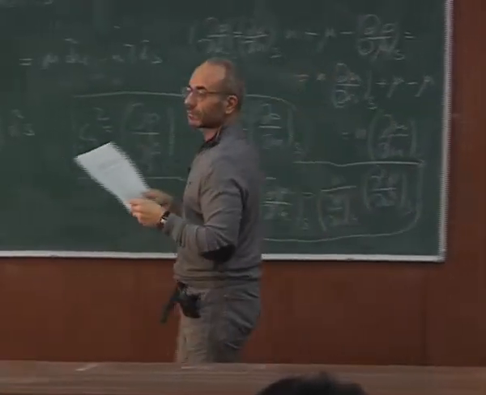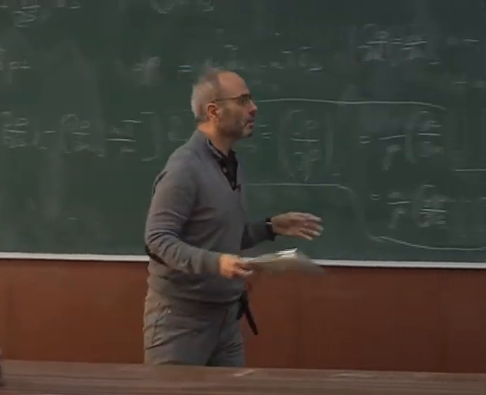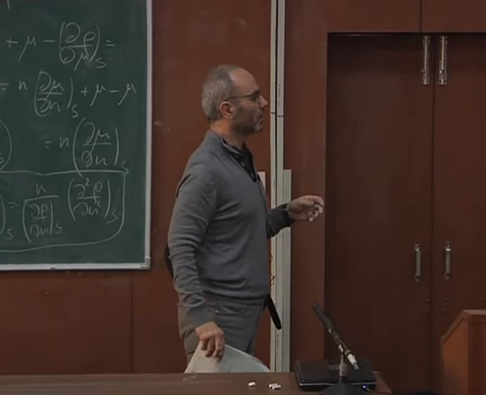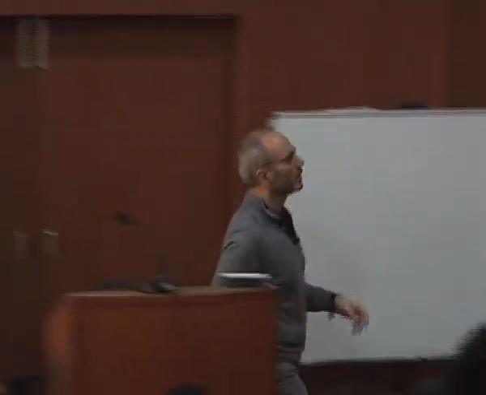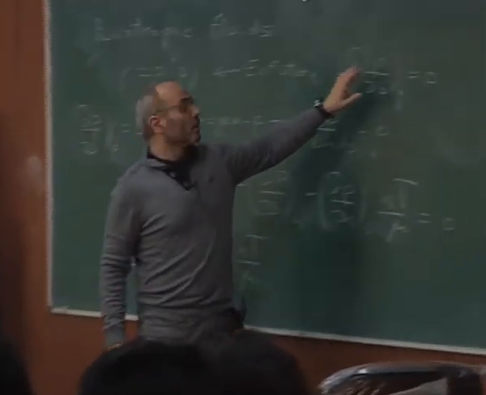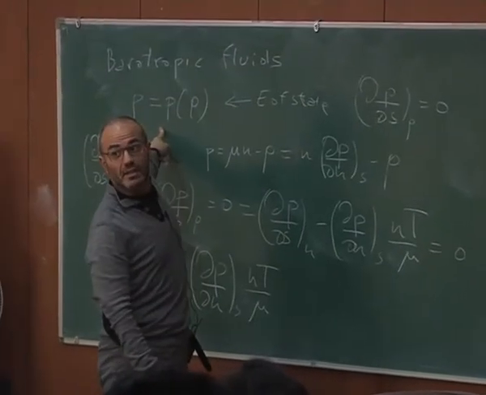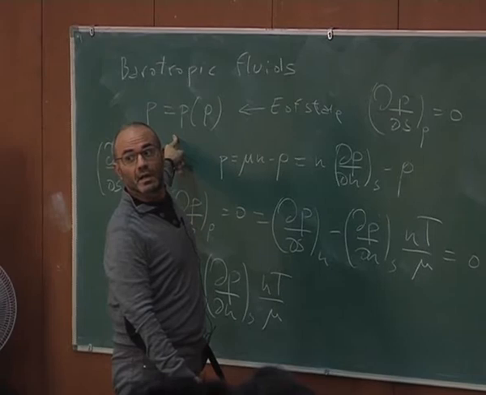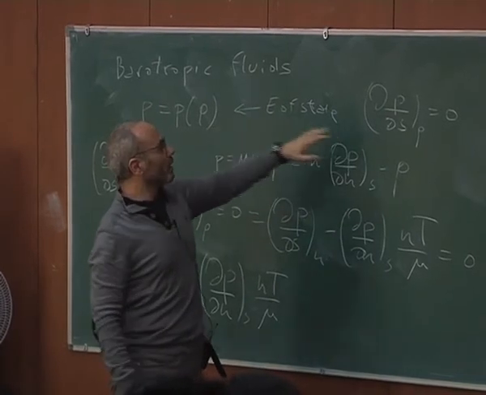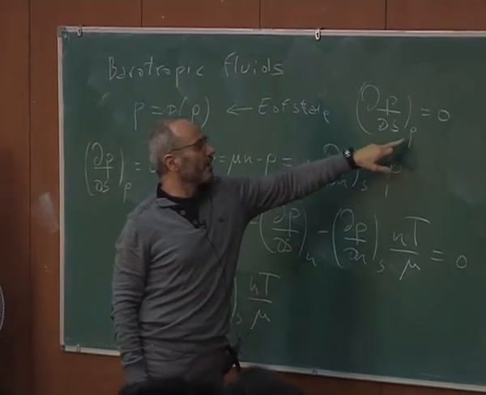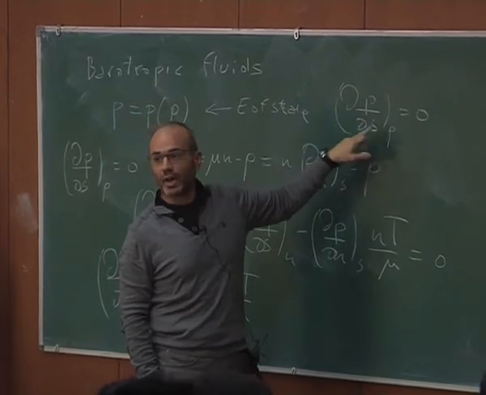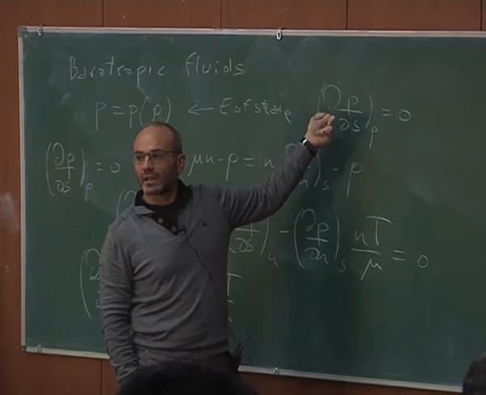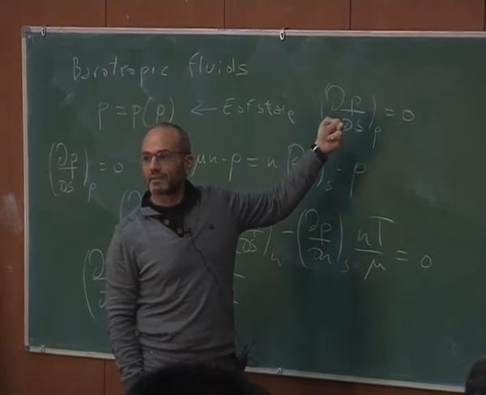Can we explain why for a barotropic fluid del P by del S at constant rho equals 0? Yes, once you integrate this one, you get this. Because this means that if P is a function of rho and S, and I take a derivative with respect to S, that will be 0. It means P is just a function of rho.